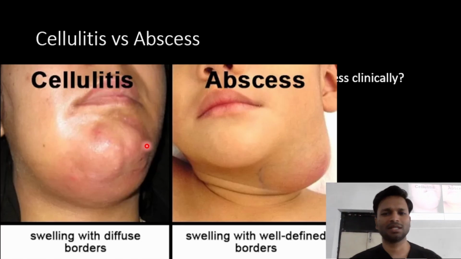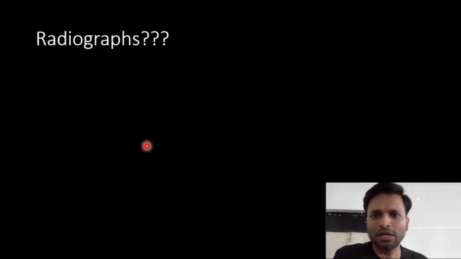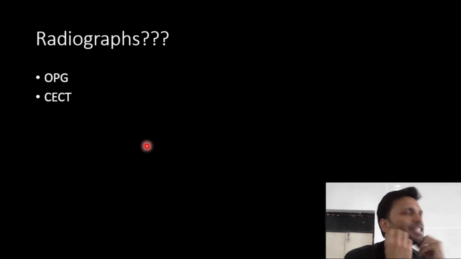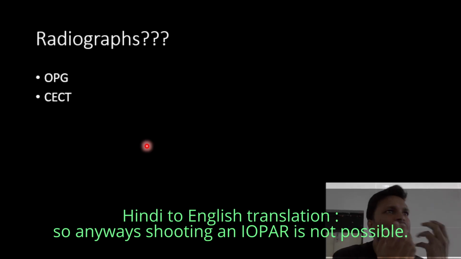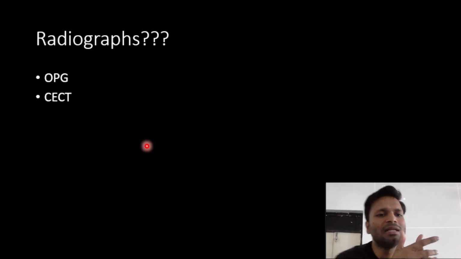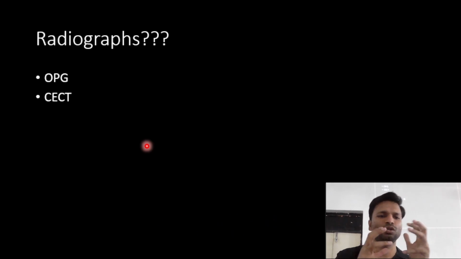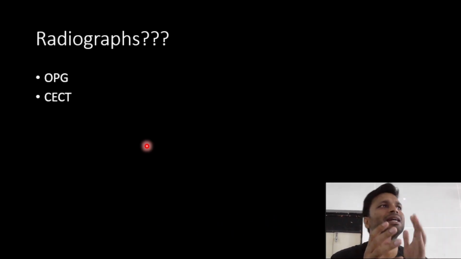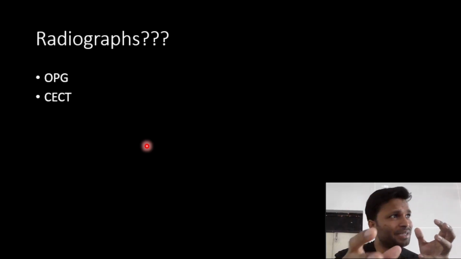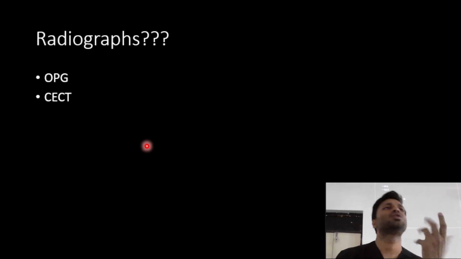Again, we're going to talk about this in detail. What are the radiographs that we take in cases of space infection? The most commonly used is orthopantomogram, that is OPG, because most of the time we have trismus. So anyways, we won't be able to take an IOPA. So OPG is the radiograph of choice. Then you can use a CECT, that is contrast enhanced CT scan, to see the spread of the infection, one. Then second, to differentiate between a cellulitis and an abscess.